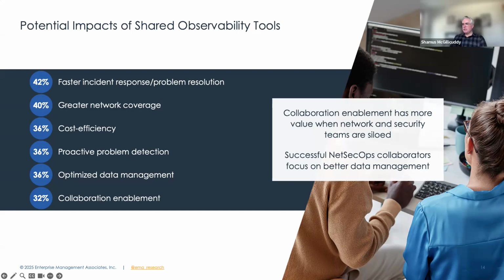We also saw that successful network operation and successful collaborators tended to tell us that better data management is a big win. Like we have one place where the data lives, the quality is higher, there's less time spent on making sure the data is good, and less money spent on storing the data because it's one data lake. So that's a potential best practice, given that it correlates with successful collaborators more.